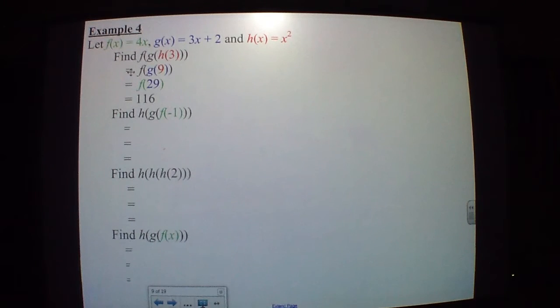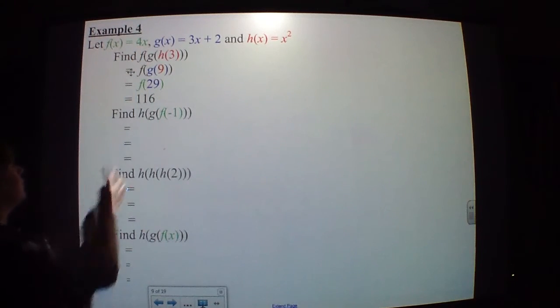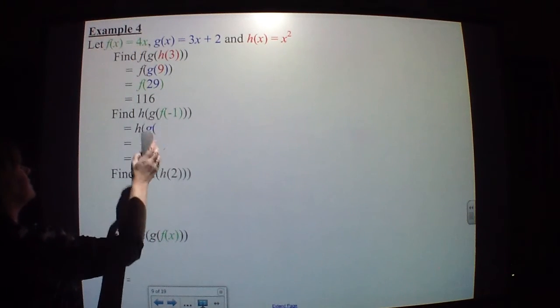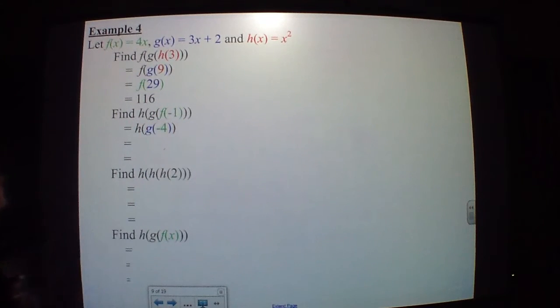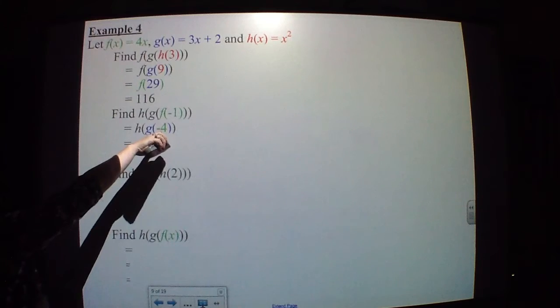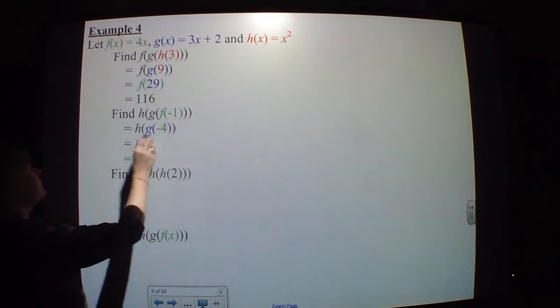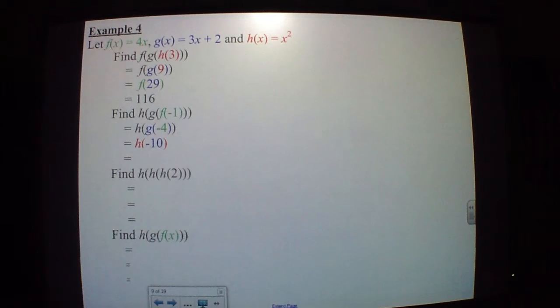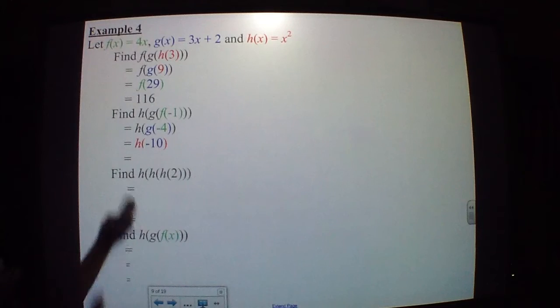Innermost parenthesis, work out. F of negative 1, 4 times a negative 1. So I have h of g of negative 4. Now in my g function, I'm going to plug in negative 4. 3 times a negative 4 is negative 12, plus 2 is negative 10. In my h function, I'm going to plug in a negative 10. Negative 10 squared is 100.